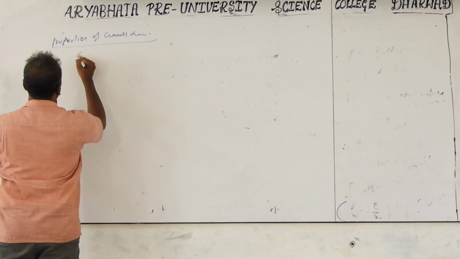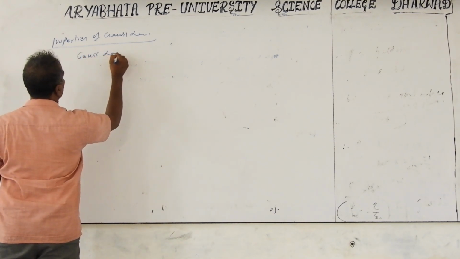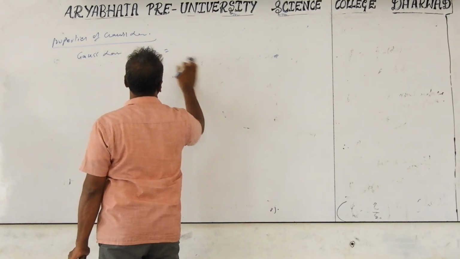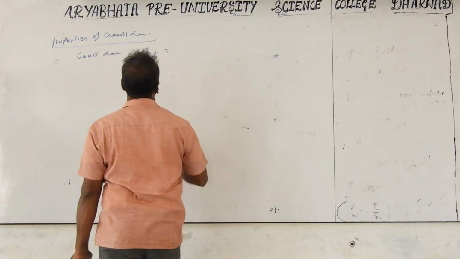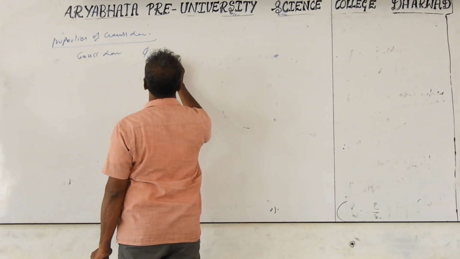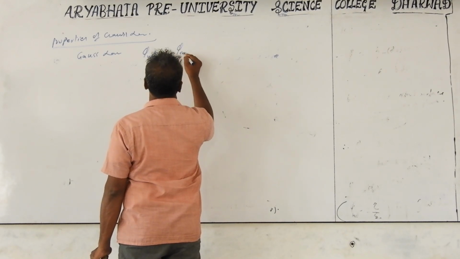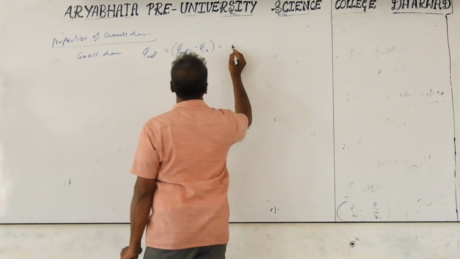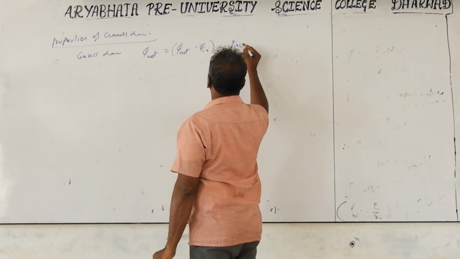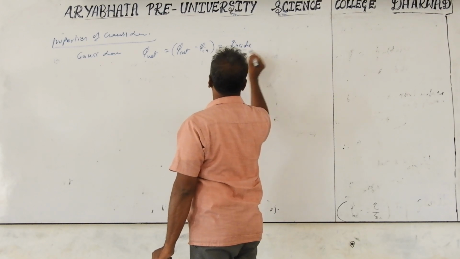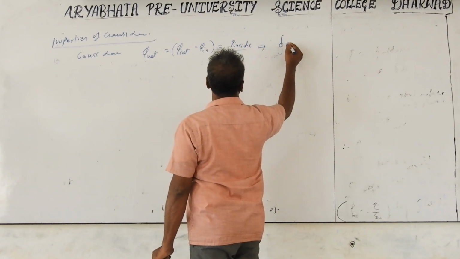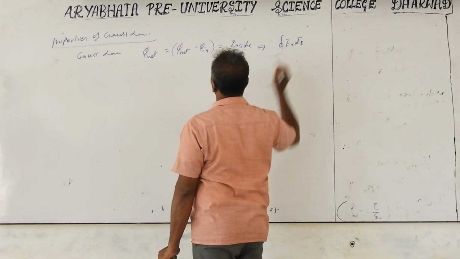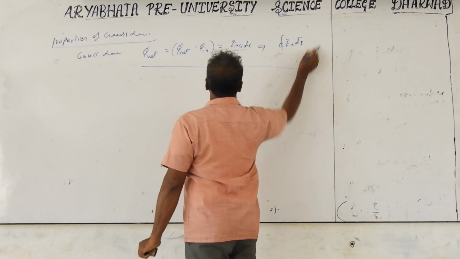The Gauss law equation: net flux over the surface is equal to flux out minus flux in, which is equal to q inside by epsilon, which is also equal to the closed integral of E dot dA. These conditions are based on this expression.